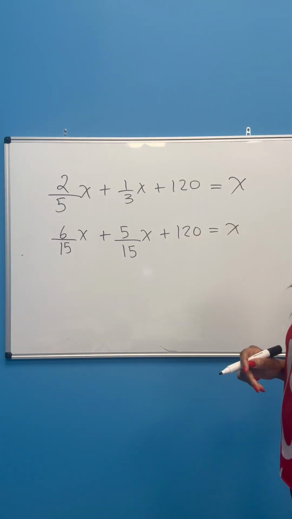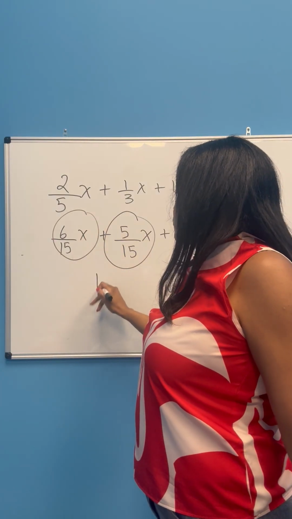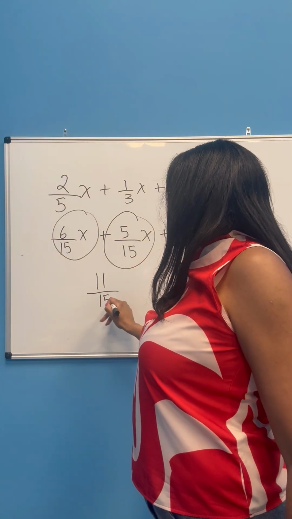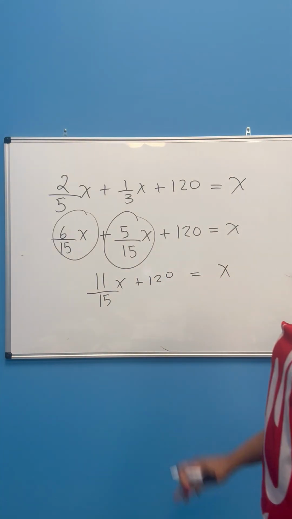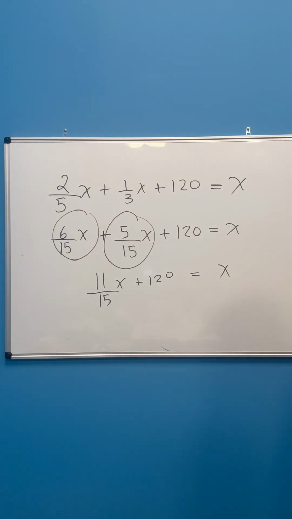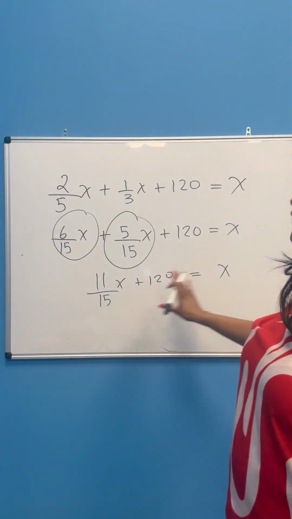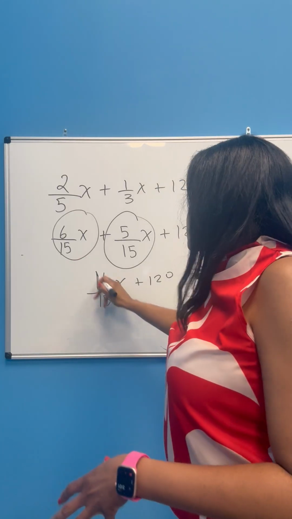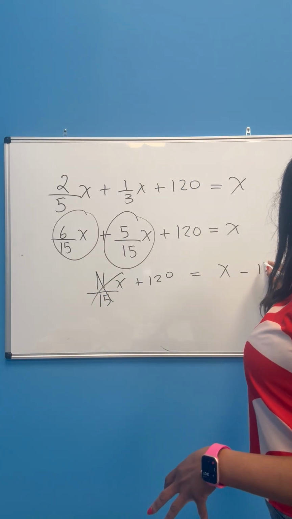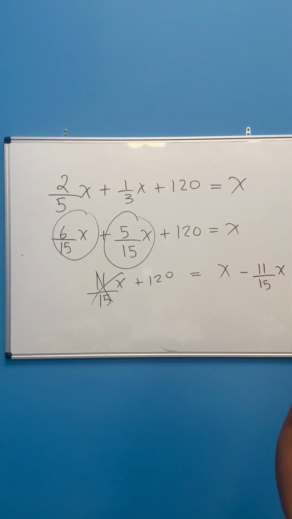So now here we can combine two values that are alike. So we have 11/15x plus 120 equals x. And what we want to do now is move the 11/15x to this side. So we would do minus 11/15x. So minus 11/15x.